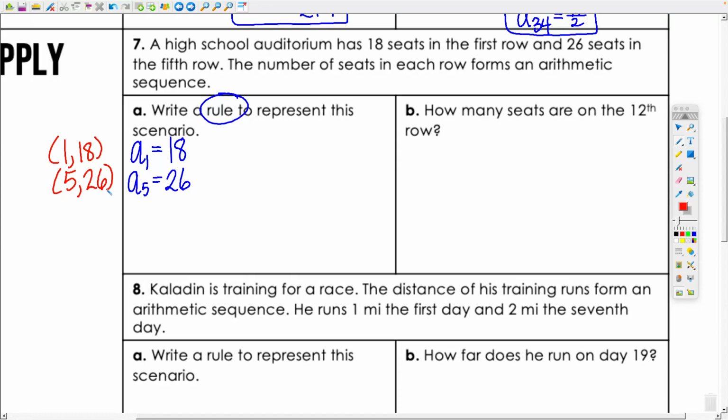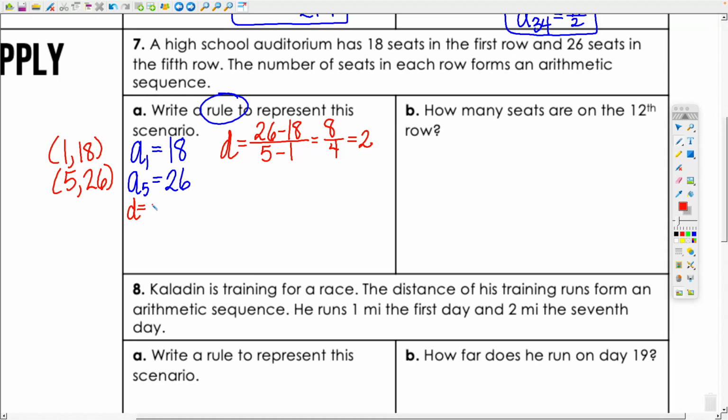So let's get the common difference using the slope formula. If you take your y's and subtract them, so my y2 minus my y1, on top you'll have 26 minus 18. On the bottom, you'll have 5 minus 1. This is just finding the common difference. Let's see, 26 minus 18 is 8. 5 minus 1 is 4. So my common difference is 2.